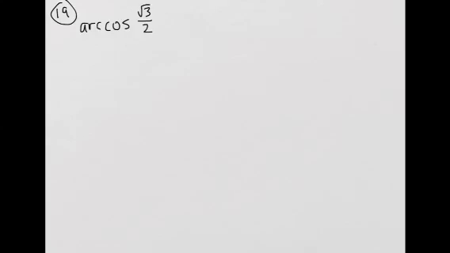Alright, so for 19, you have arc cosine of radical 3 over 2, so you're looking for the angle that gives you this ratio. Now it's a positive ratio, so you know it's in quadrant 1. So then that would be pi over 6.